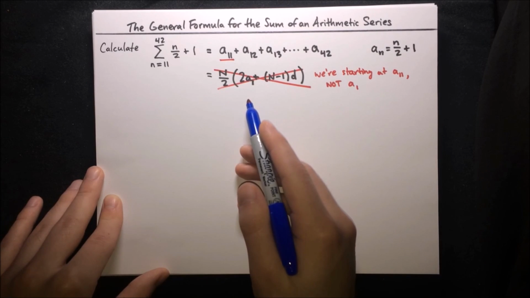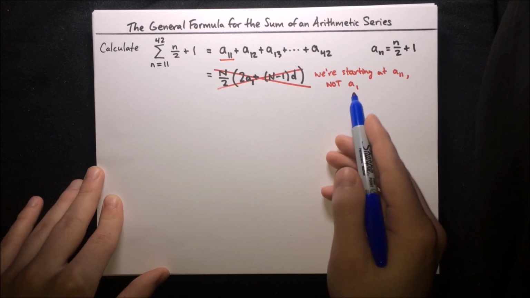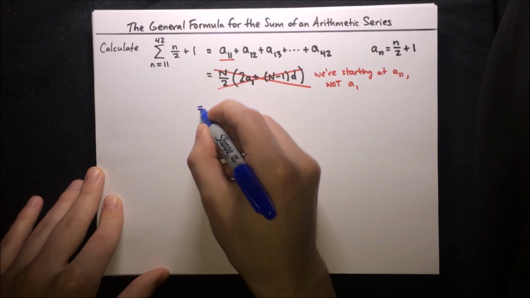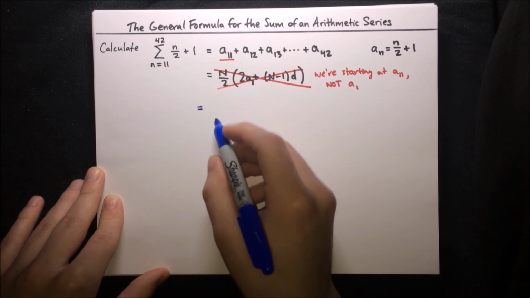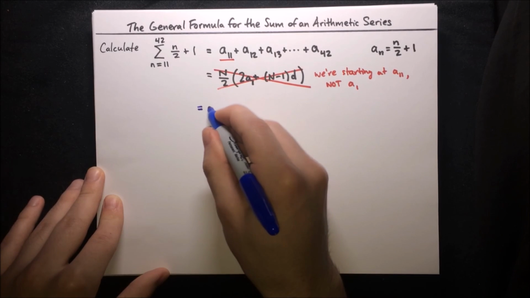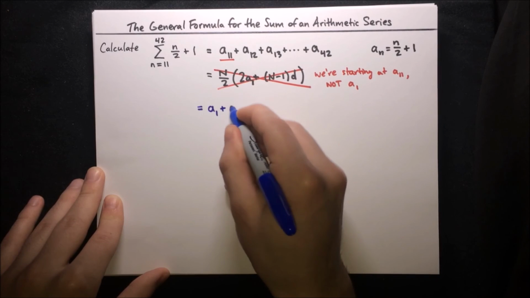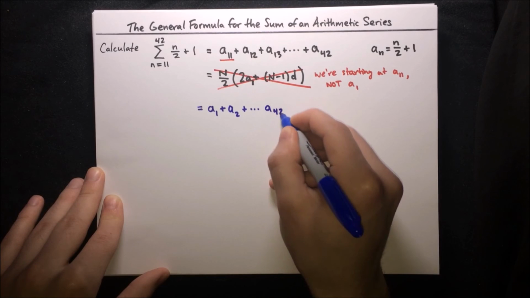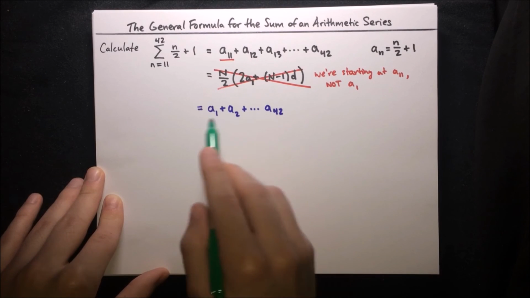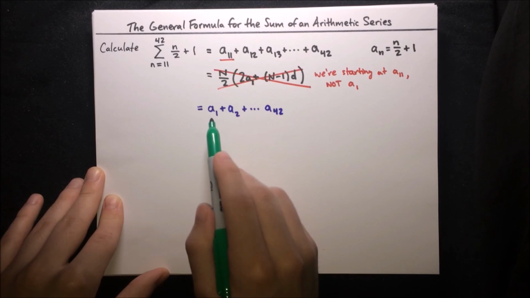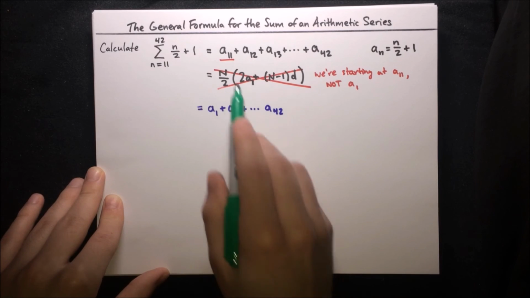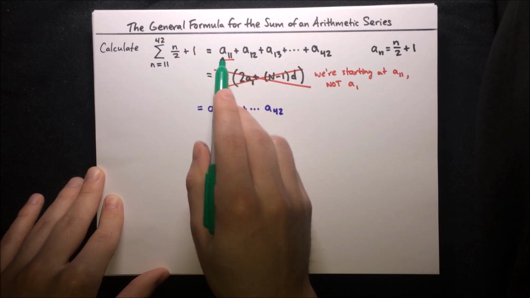So how can we overcome this problem? Well, how about this? Let's write down the sum that's starting at a1 so we can actually use a formula on it. And then let's adjust that a little bit so it actually matches this sum. But first of all, just write down the sum starting at a1. So a1 plus a2 plus so on, all the way up to a42. Now, right now, this doesn't match our original sum here because we're adding some extra terms. We've got a1, a2, all the way up to a10, which was not included here. Here we were starting at a11.